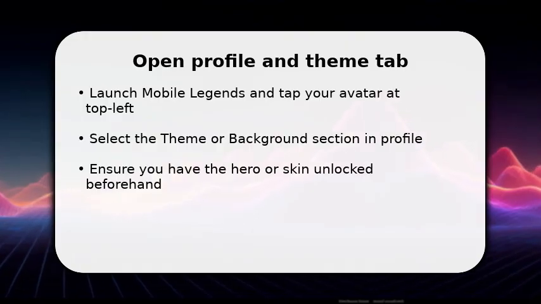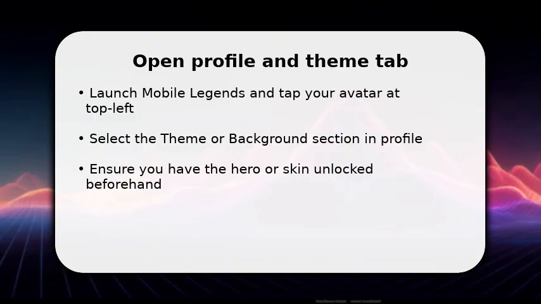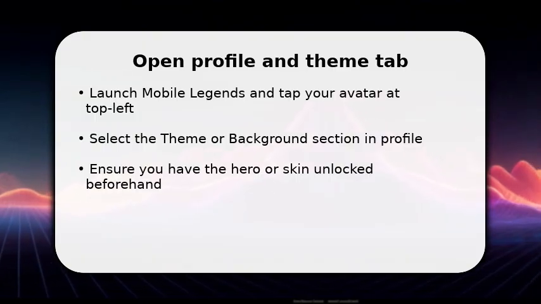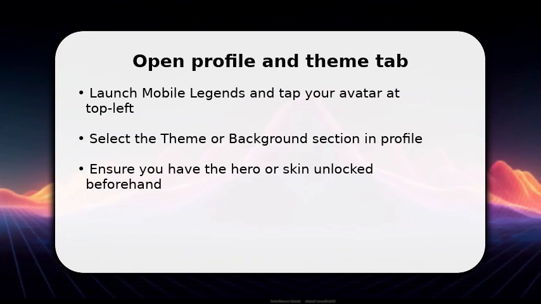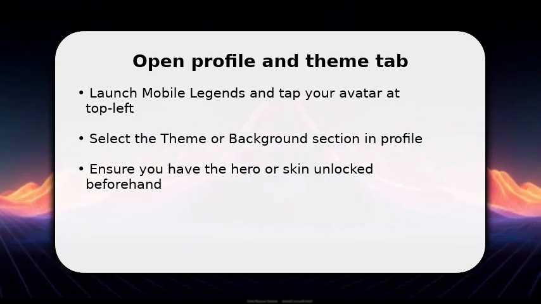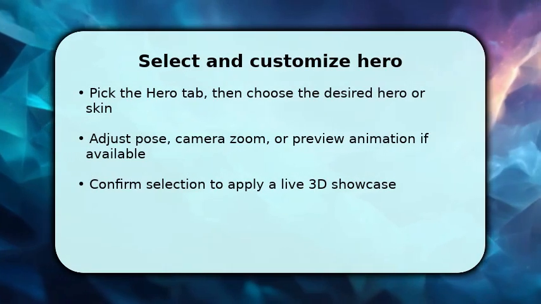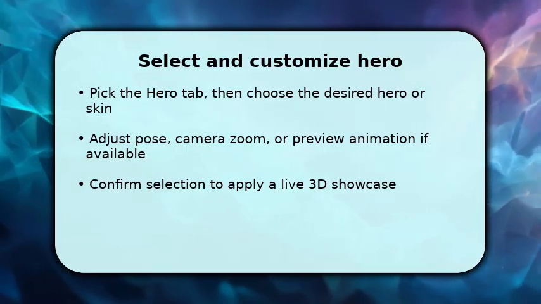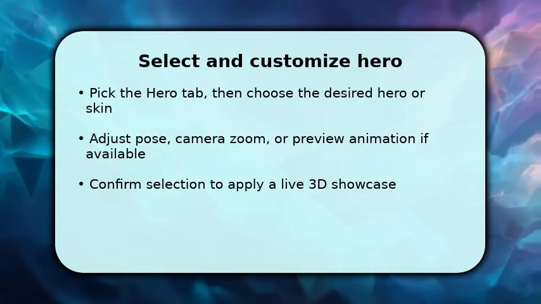Select the hero option rather than static wallpapers so the game can place a 3D model on your home screen. Once done selecting the Hero tab, browse your available roster and tap the hero or specific skin you want displayed. You're choosing the exact model the game will render.